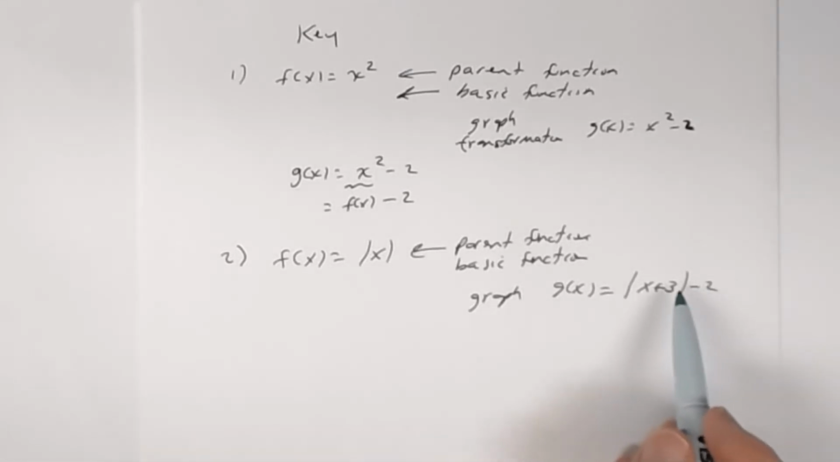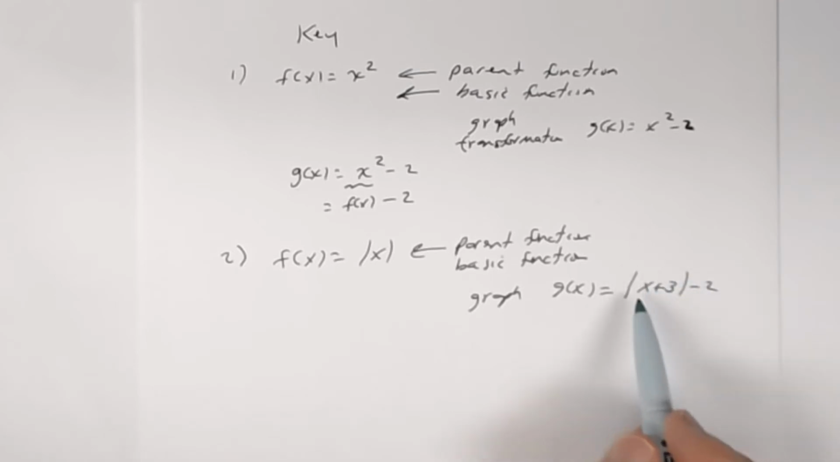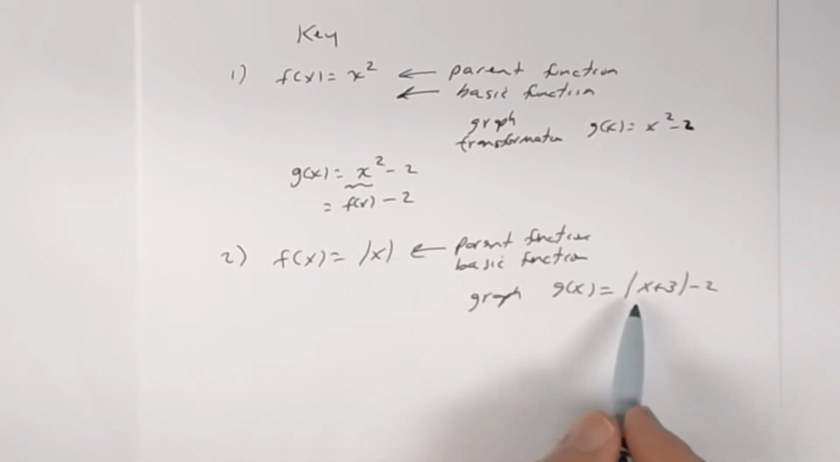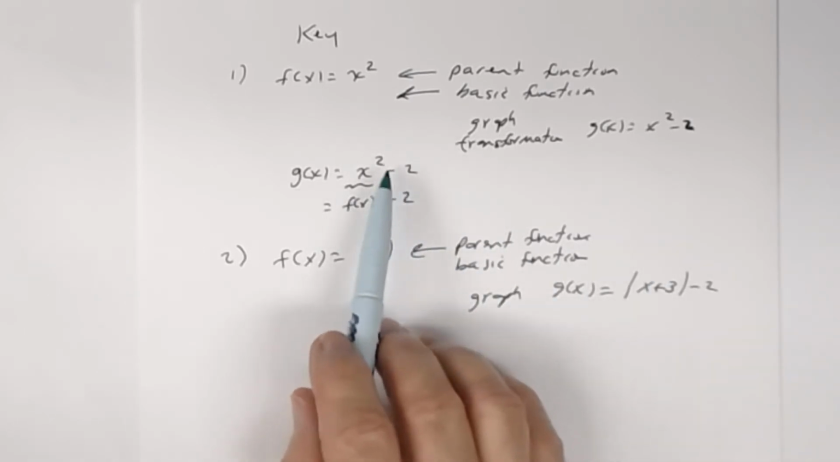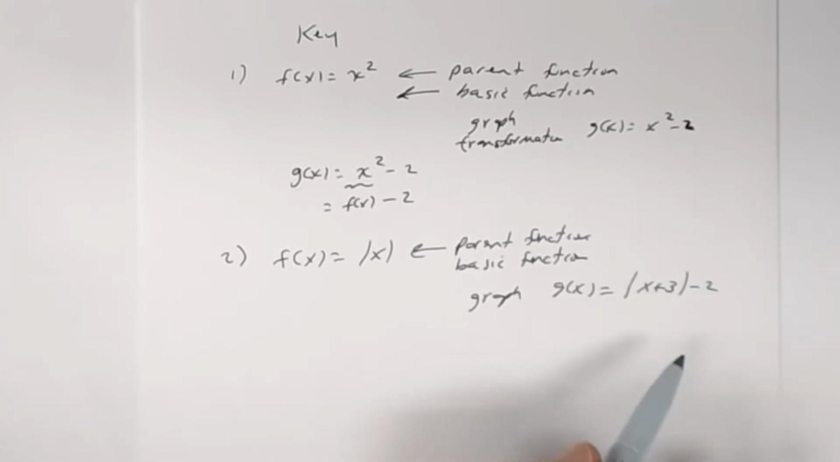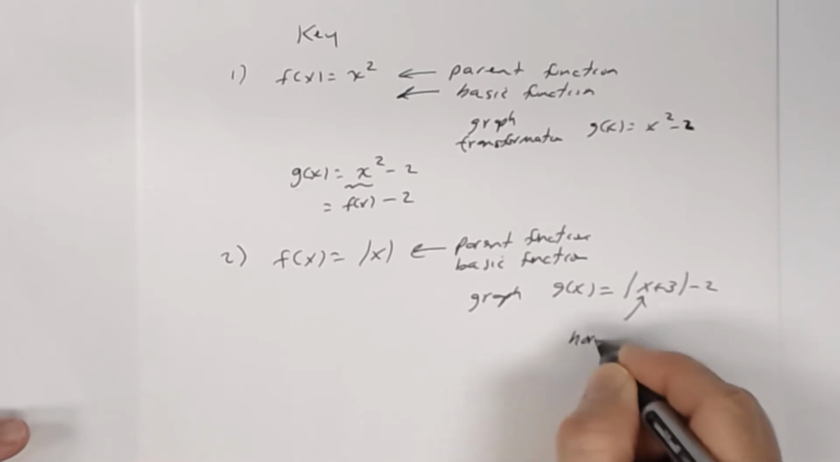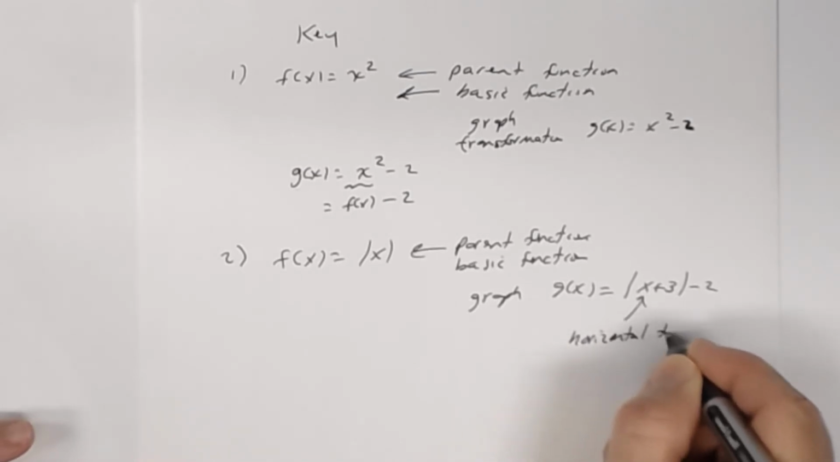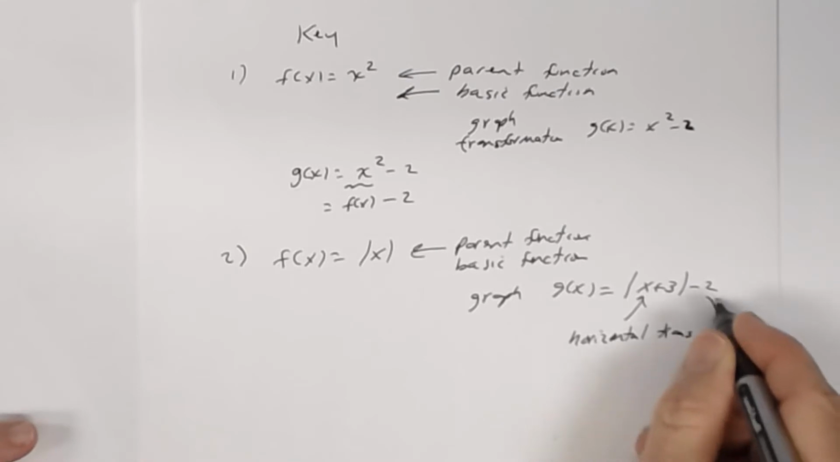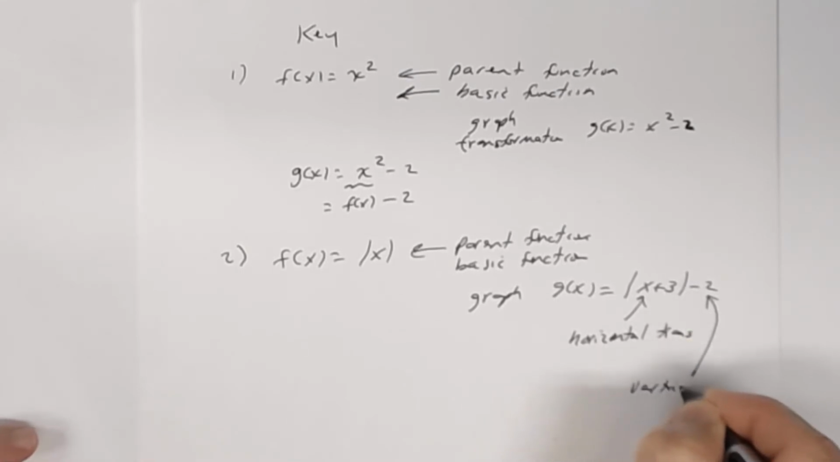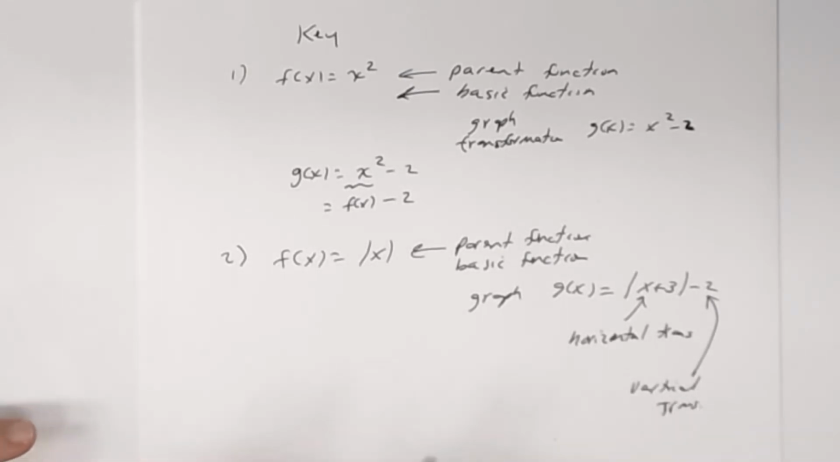in your lessons was that if you're performing an operation on the inside of the function, like I am here, see where I have x plus 3? That is a horizontal transformation. If the number's on the outside, like this one is, then that's a vertical transformation. So I want you to notice that I have a horizontal transformation, and I have a vertical transformation. So it's very important that you know which one's horizontal and which one's vertical.